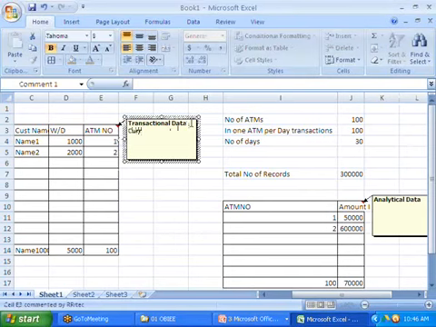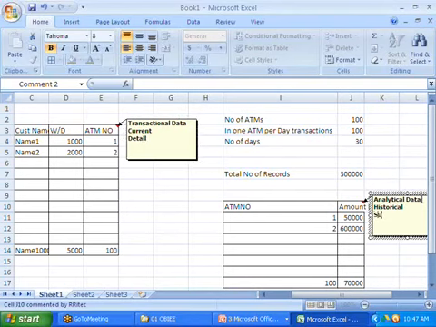The nature of transactional data is what, sir? It is current data, and it is detailed data, right? Whereas the nature of analytical data is what, sir? It is historical data, and it is summarized data. Exactly opposite. This is current data, this is historical data. This is detailed data, this is summarized data. Transactional data is purely useful for running your business, and analytical data is purely useful for analyzing your business.